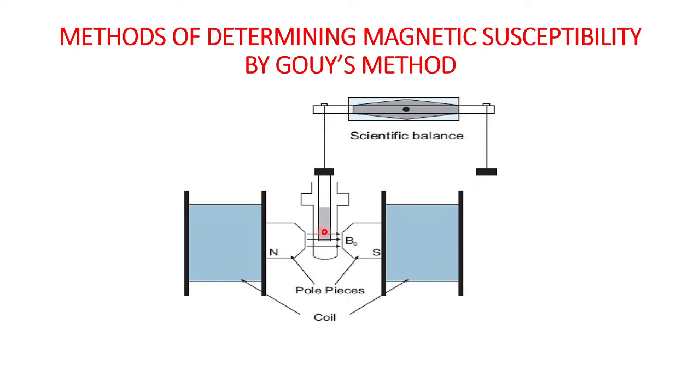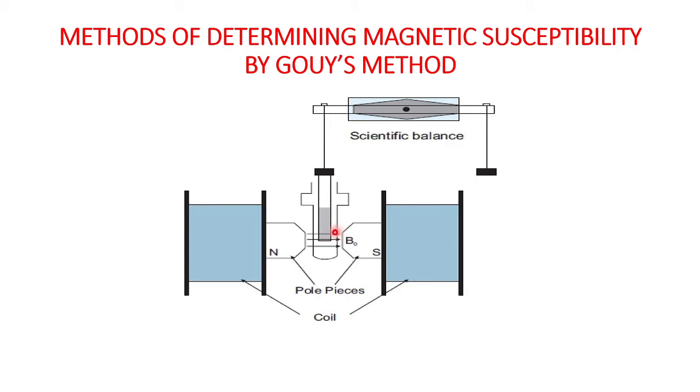Here the powdered sample, or the solution of the sample, is taken in a cylindrical Pyrex tube, which is attached to a scientific balance. The center of this tube is placed in the magnetic field exerted by the magnets. So this is the arrangement of the Gauss tube.